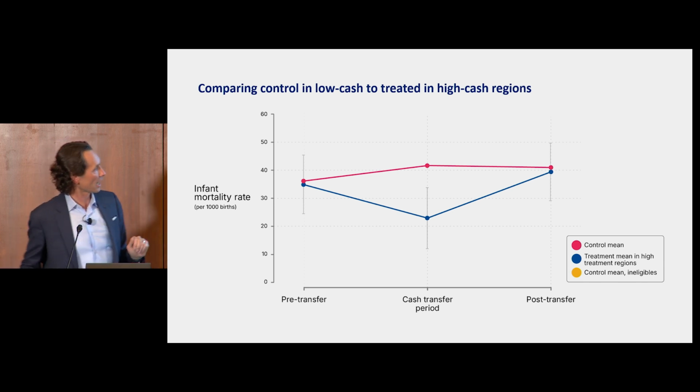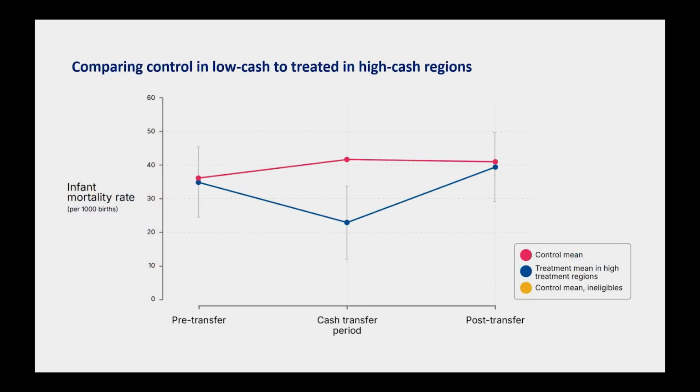You can see the yellow dot. This is the control mean and what we're calling the ineligibles. Who are these ineligibles? They're the households that were too rich to get the cash transfer. Remember, the bottom third of households got cash. The richer two-thirds of households didn't.